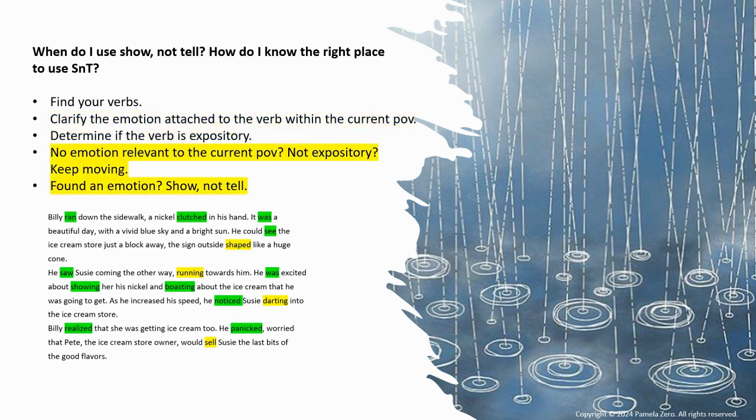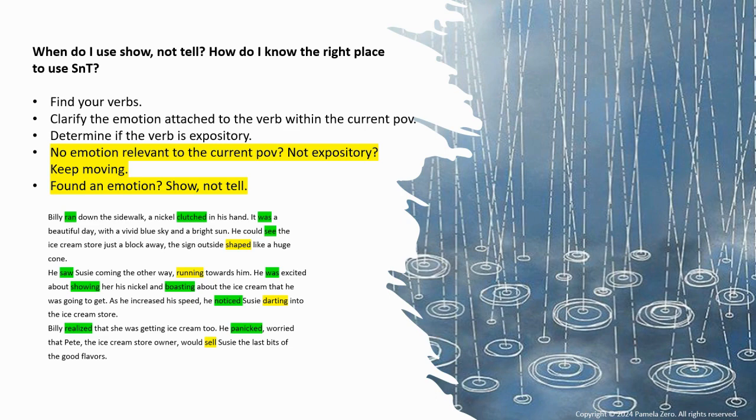All right, so let's take a look at this. No emotion relevant to the current point of view, not expository, keep moving. Found an emotion, show, not tell. If there is any emotion attached to the verb that can possibly be attached. Billy's running down the sidewalk. How does he feel when he's running down the sidewalk? He's clutching a nickel in his hand. How does he feel when he clutches it in his hand?